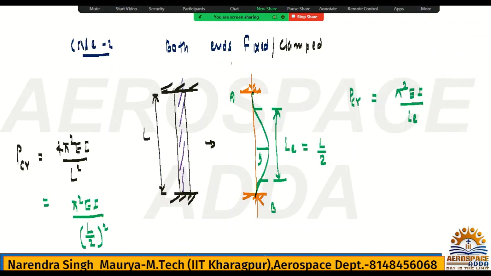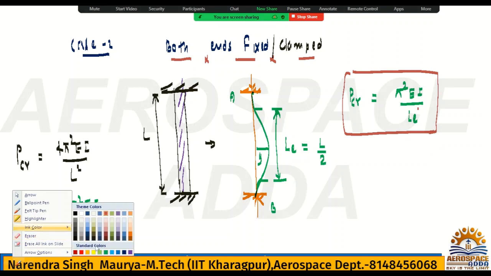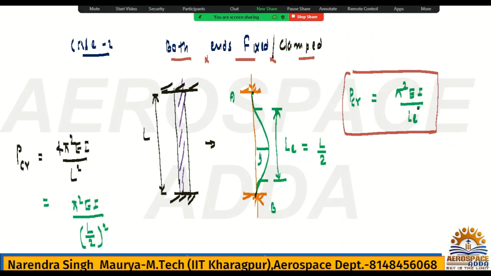Similarly here, this is the second case: both ends are fixed. I told you the standard formula is not going to change: pi square EI by LE square. This is the standard formula, okay? This is not going to change.